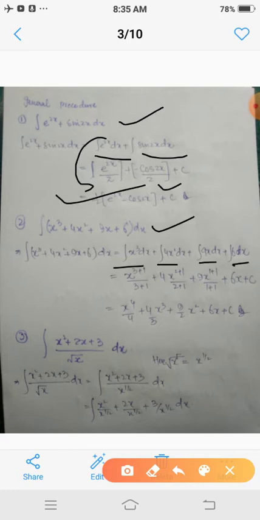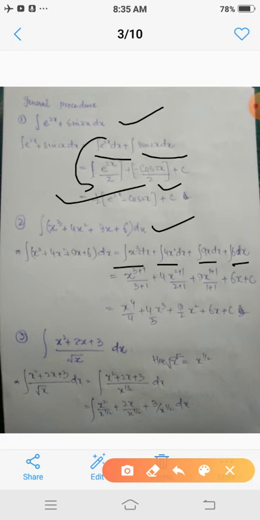Now here x cube is of the form x^n, so we get x^(3+1) upon 3+1. Now 4 is a constant, it comes out of this integral, we simply get 4 into x^(2+1) upon 2+1. Similarly 9 is a constant, it comes out. The integration of x is x^(1+1), because the power of x is 1, that is why we write x^1, which is x^(1+1) upon 1+1.